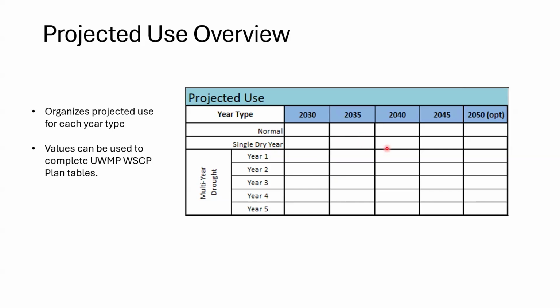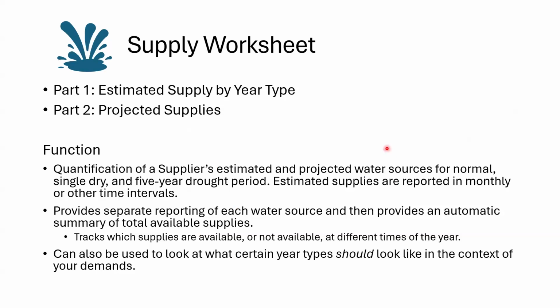All right, moving on. Now we're in the supply worksheet. This worksheet is separated into two parts. Part one is estimated supply by year type, and part two is your projected supplies. So this table allows for the quantification of a supplier's estimated and projected water sources for a normal, single dry, and 5-year drought period. And again, it's going to allow for monthly time steps or other time steps, just like the use worksheet.